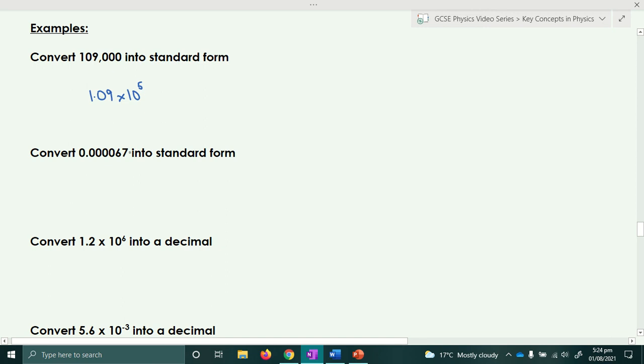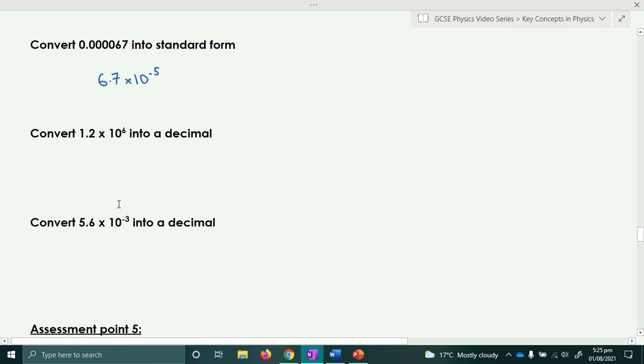Let's do the same thing here. So the mantissa is going to be 6.7. It's got to be between 1 and 10. So here we have moved the 6, 1, 2, 3, 4, 5 places to the right. So the exponent here is minus 5. So when you've got decimals, we're going to see exponents which are negative.